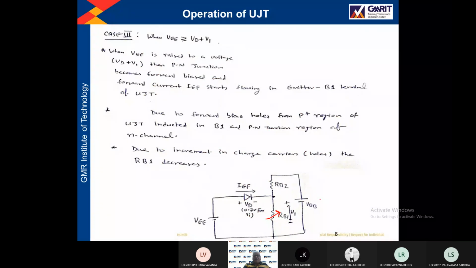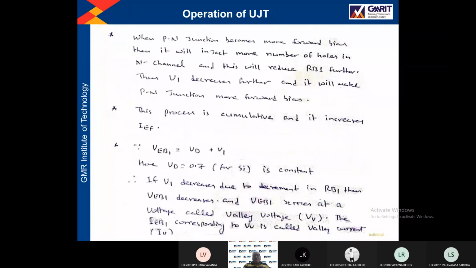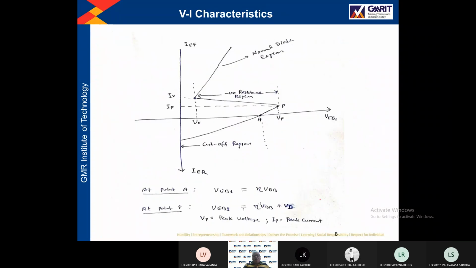Okay. Right. So this is the main working operation of the UJT. And this is a VI characteristic.